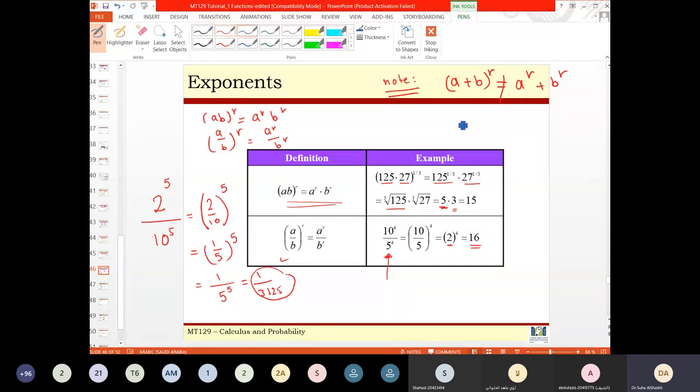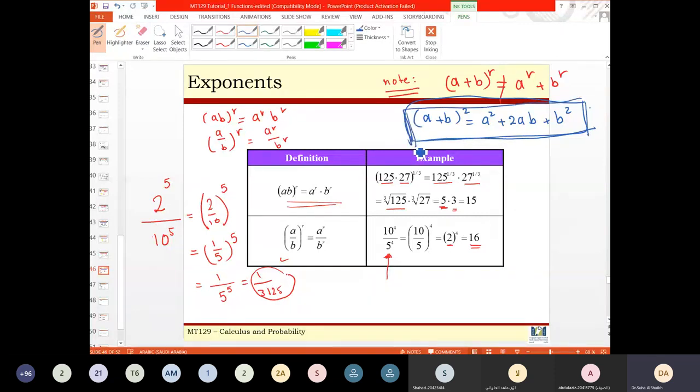You have to be careful. Simple example. When I have A plus B to the power 2, this is A square plus 2AB plus B square. It's not just A square plus B square, no. It is A square plus B square plus 2AB. And this is one of the most important rules that we're gonna use in this course.